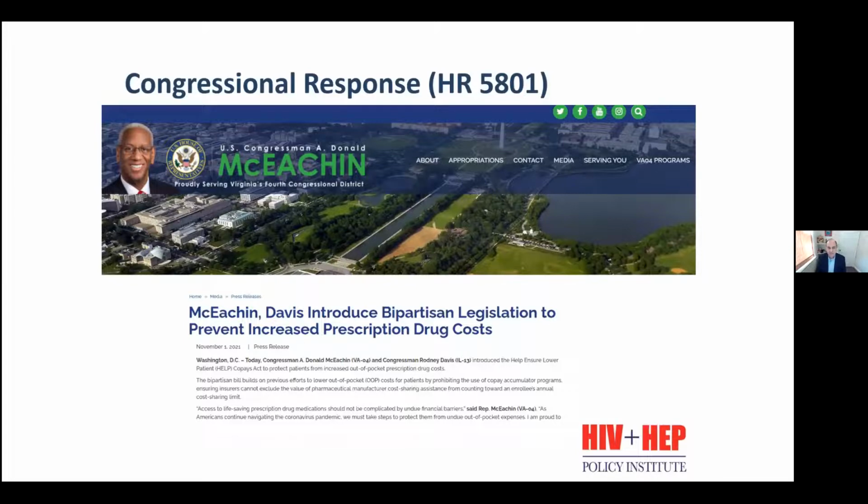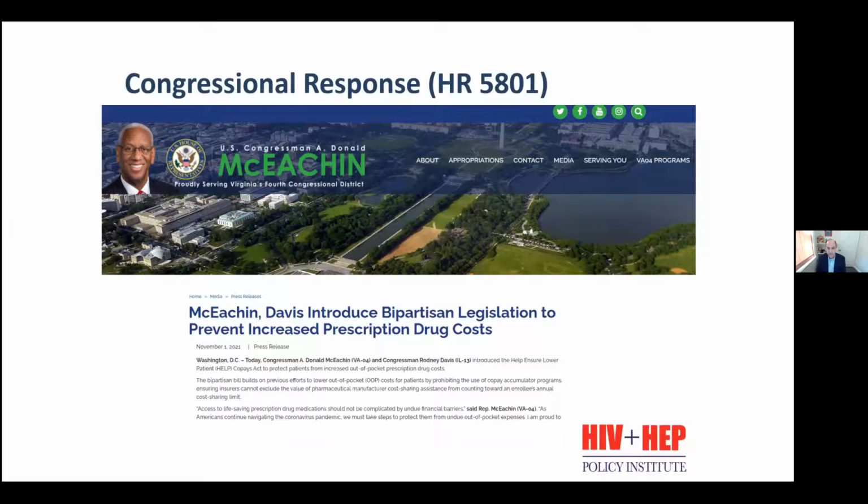And there's a bill that's been introduced, bipartisan, by Congressman Don McEachin, a Democrat from Virginia, and Rodney Davis, a Republican from Illinois. And what it does is say exactly what we want: that copay assistance counts towards a patient's out-of-pocket cost and deductible. It also closes the essential health benefit issue that Ashira talked about as well.